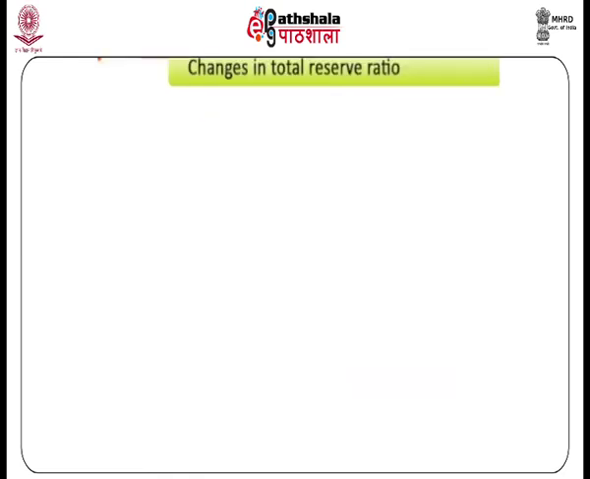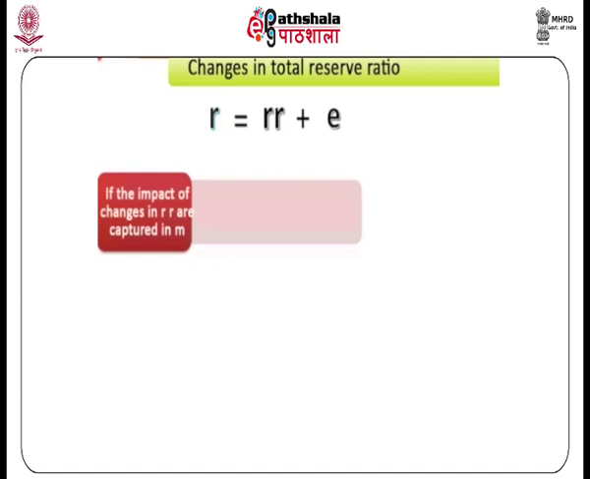It is important to note that since the total reserve ratio R is equal to the statutory reserve ratio RR plus the excess reserve ratio E, a change in R could come about through changes in RR or E. It is possible for the impact of changes in RR to be picked up through an adjustment in H or M. If the impact of changes in RR are captured in M, it becomes behaviorally unstable.